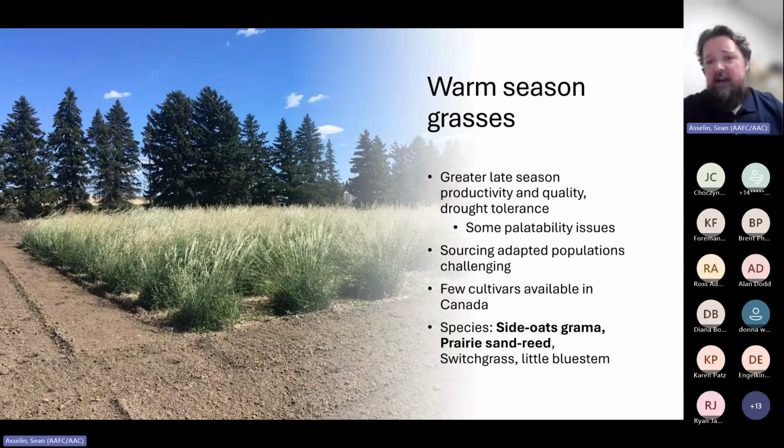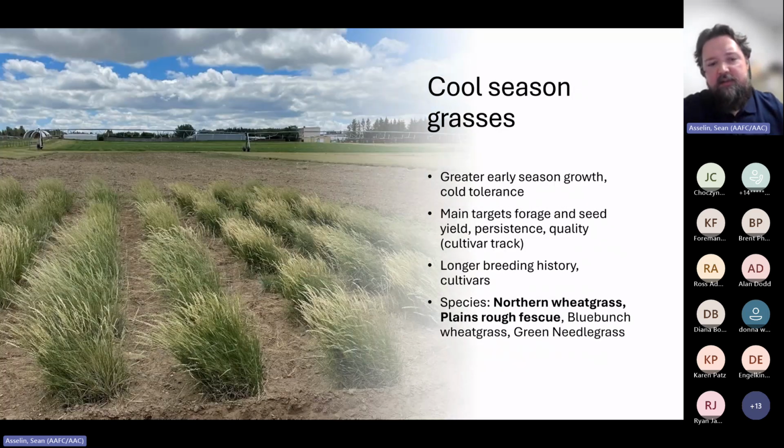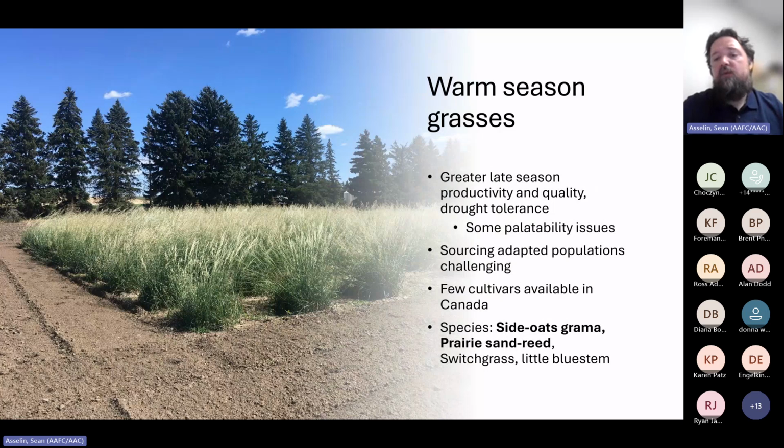Okay, moving on to warm season grasses. I should point out that last slide, that's northern wheatgrass. That's a population that we're growing in Swift Current. Moving on to warm season grasses.